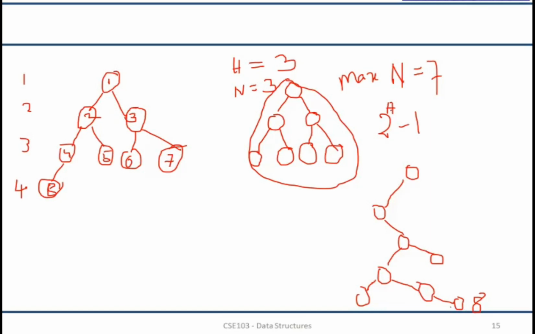Six, sir, I was saying. Six, yeah. Okay, so compared to the height, this binary tree height is 4, and this binary tree height is 6.